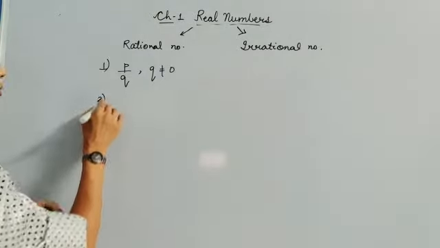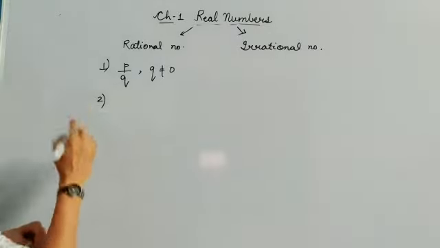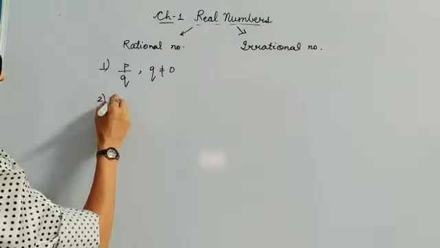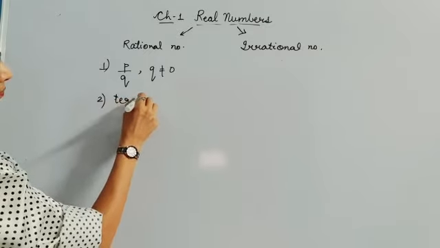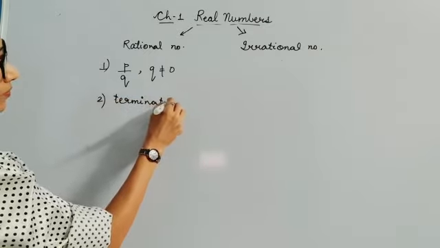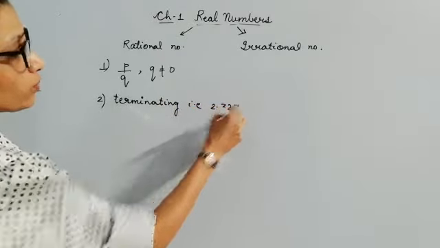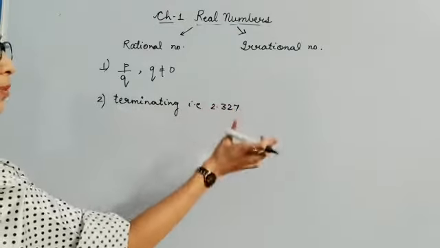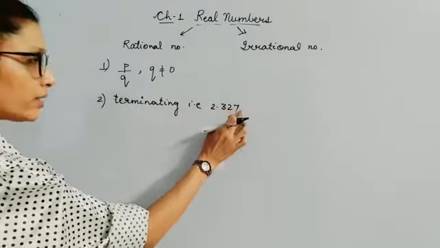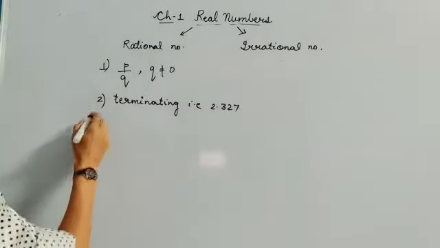Now, I am going to add one more definition to rational numbers. If your decimal expansion is terminating, that is, if it ends, then it is terminating, that means it is ending. If your decimal expansion terminates or ends, then also it can be considered as a rational number.